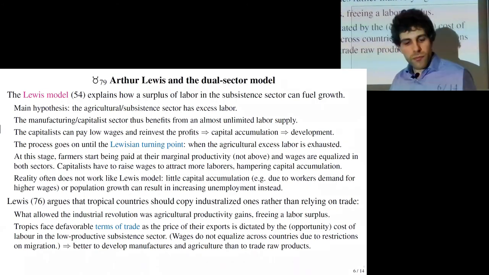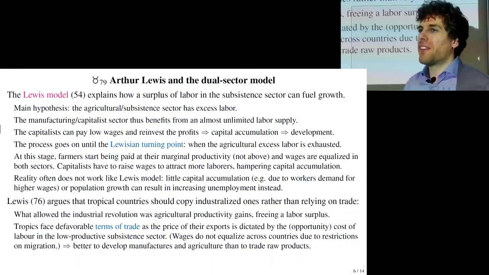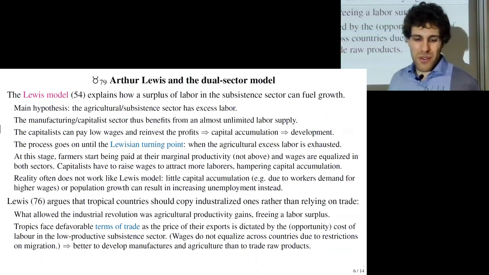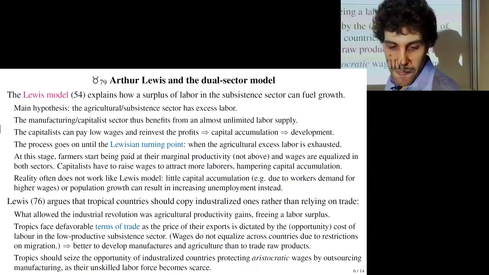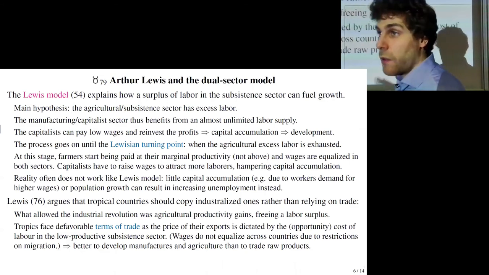So for this reason, because of unfavorable terms of trade, it's a bad idea to rely on trade to develop, according to Lewis. Better to develop manufacturing and agriculture. And with developing agriculture, we will be able to get better terms of trade.